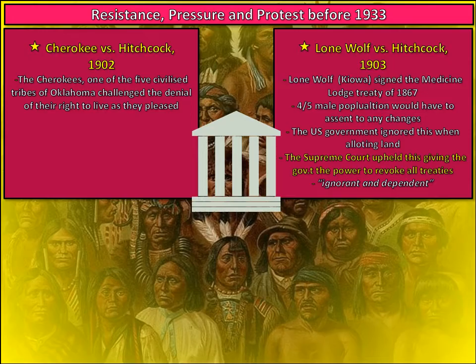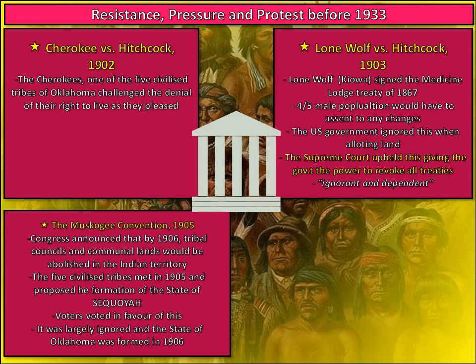This is a significant decision in the history of native rights. Treaties can now be broken. They've been broken anyway, but now there's no legal recourse to challenge this. We then have the Muskogee Convention in 1905. This is a convention of the 5 civilized tribes of Oklahoma. If you remember, they were included in allotment policy for an extension to the Dawes Act, known as the Curtis Act of 1898.